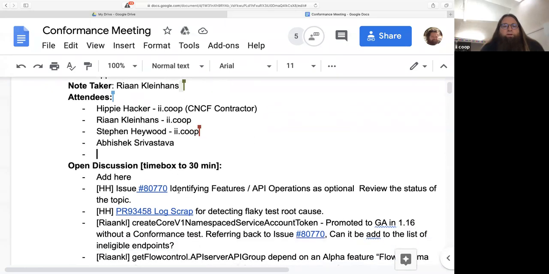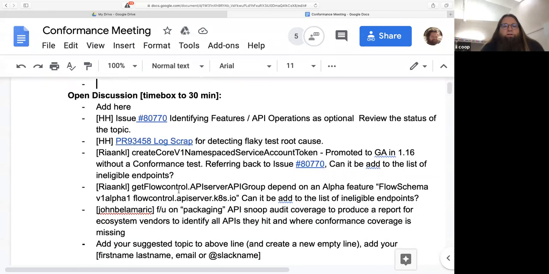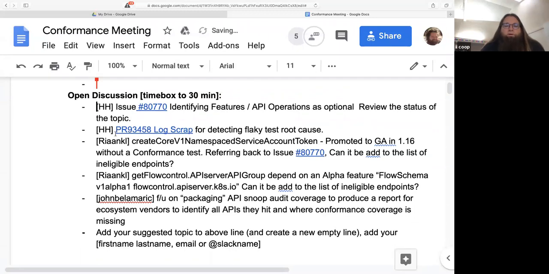We have an attendee area. Please add yourself there, and an open discussion. Last moments to add a few things to the bottom if you want. Otherwise, we can go into our time of open discussion.